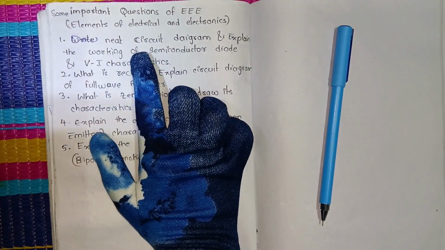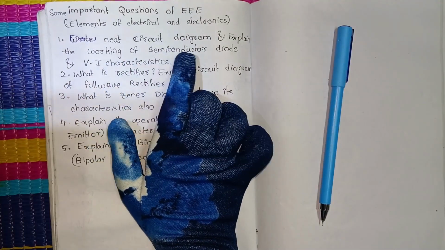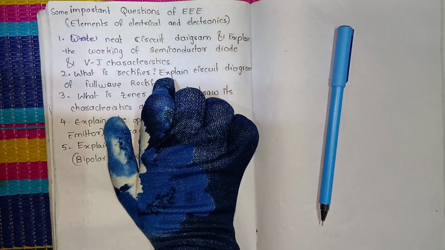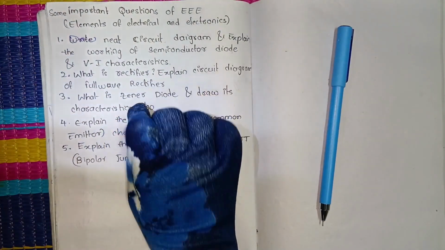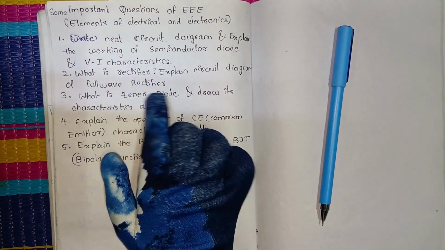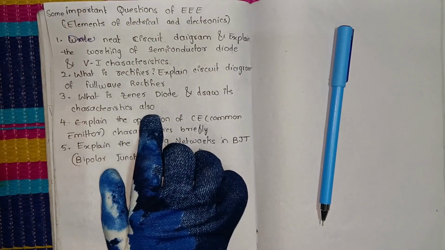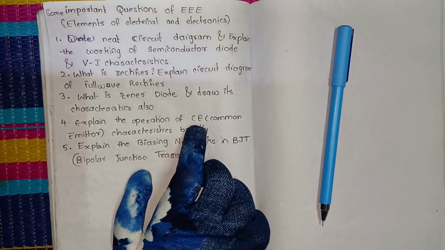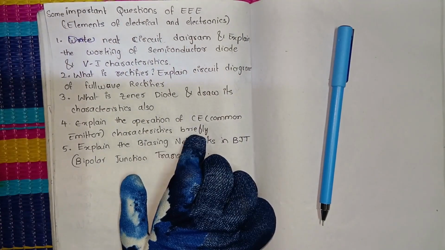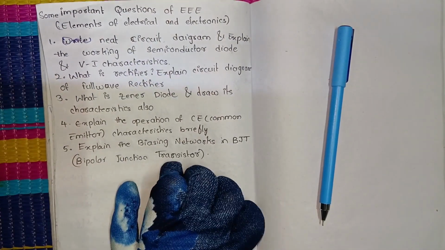First one is draw neat circuit diagram and explain the working of semiconductor diode and VI characteristics. Second one is what is rectifier, explain circuit diagram of full wave rectifier. What is Zener diode and draw its characteristics also. And explain the operation of CE, means common emitter characteristics briefly. Explain the biasing networks in BJT, bipolar junction transistor.